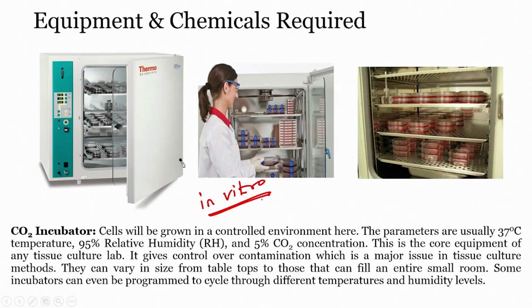So, to grow the cells in a controlled environment, we require a CO2 incubator, and the parameters of CO2 incubators are similar to our body parameters, like 37 degrees centigrade, 95% RH, 5% CO2 concentration. This is the core equipment of any tissue culture lab. Any tissue culture lab in the world, you will see a CO2 incubator. It gives a control over contamination, which is a major issue in tissue culture methods.